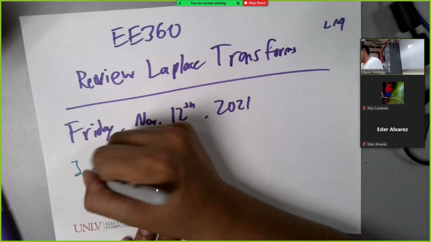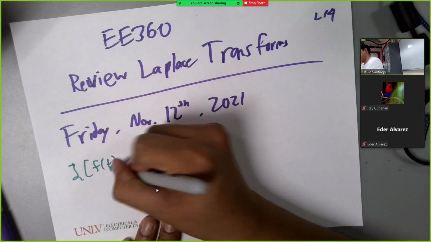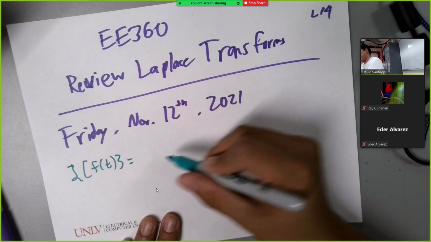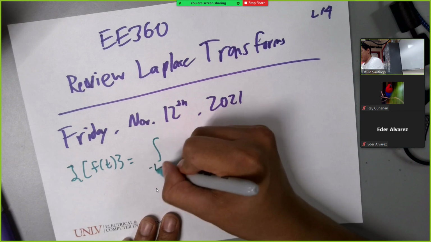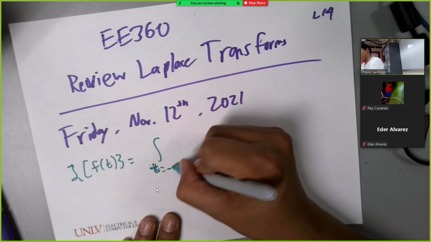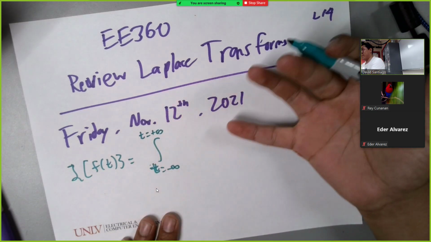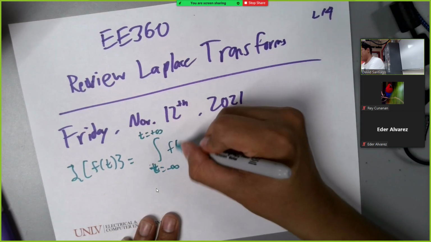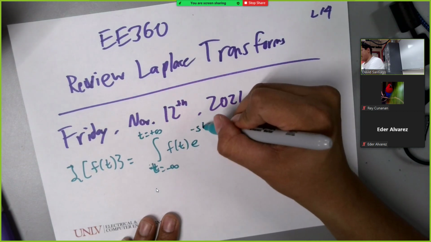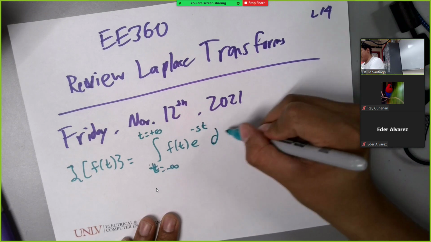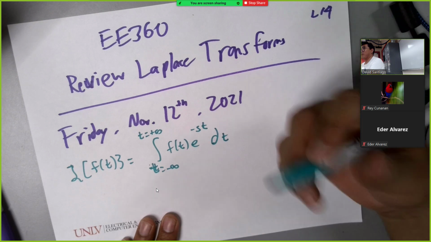Oh, that's a funny looking L. Laplace transform of f of t, right? Remember that? Is equal to, we analyze the entire signal f of t from t equals minus infinity to t equals positive infinity. We're looking at the entire signal f of t, times e to the minus st, dt. Remember that? You memorize this and you're set and you're golden for this entire class.